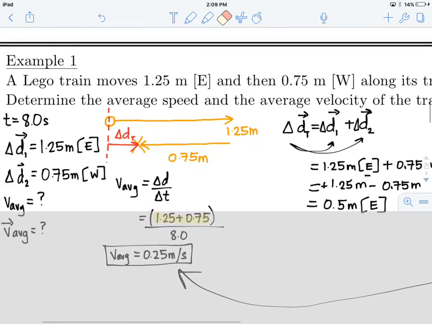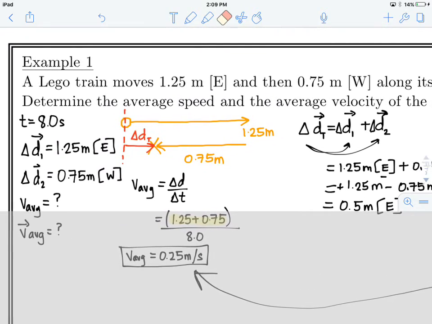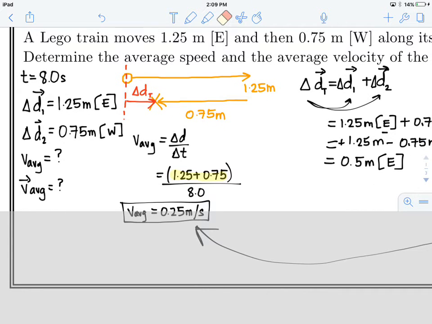So we kind of know a couple things here. We're not delving quite into graphs yet, but here's what we have. We know the time, it's 8 seconds. We know the first displacement the train makes is 1.25 meters east. We know the second displacement the train makes is 0.75 meters west. We want to know the average speed and we want to know the average velocity.